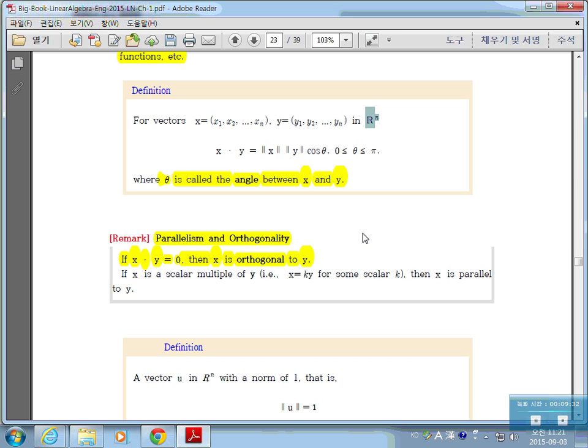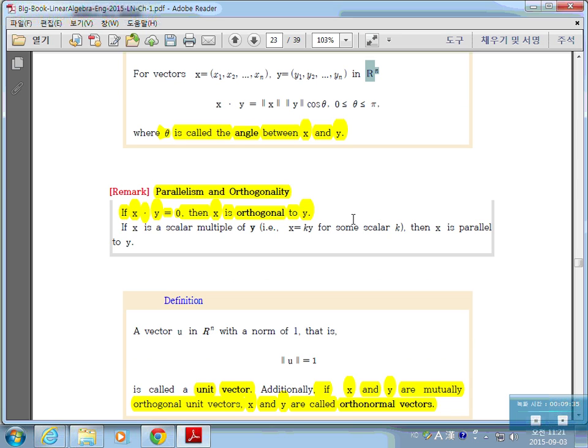Okay, and orthogonality. If the inner product of two vectors is equal to 0, then we call these two vectors orthogonal. If inner product is equal to 0, then orthogonal.